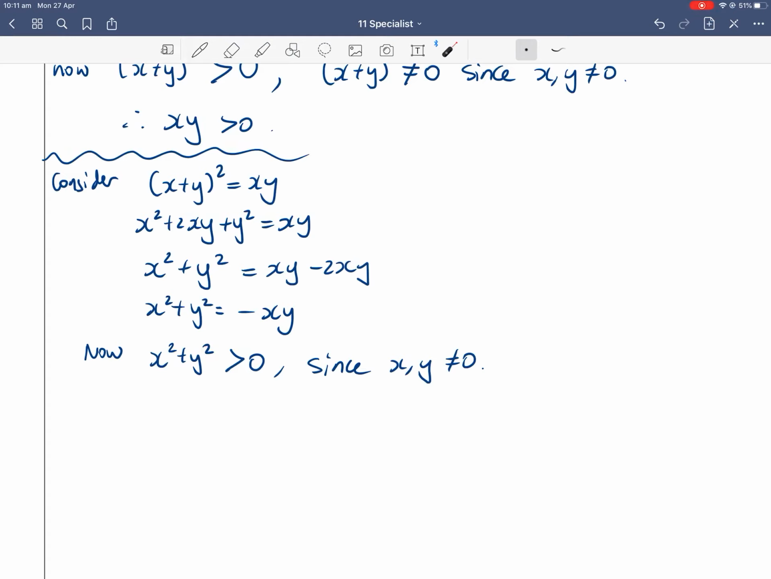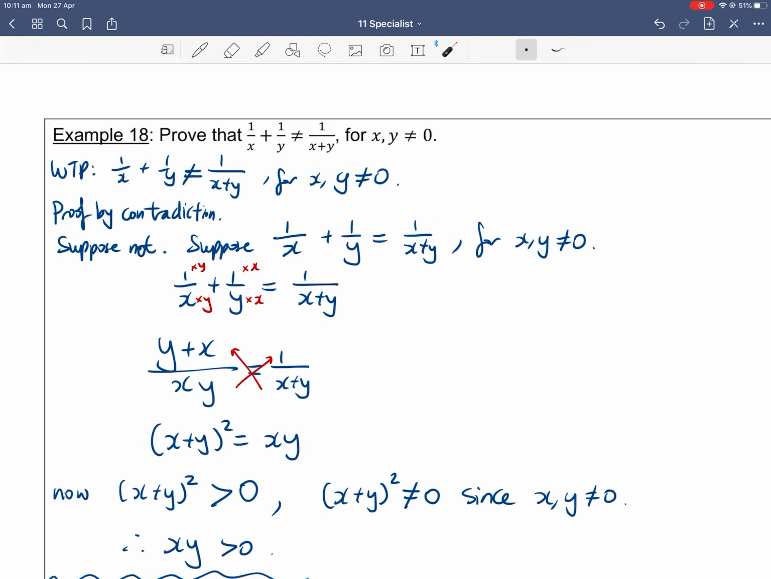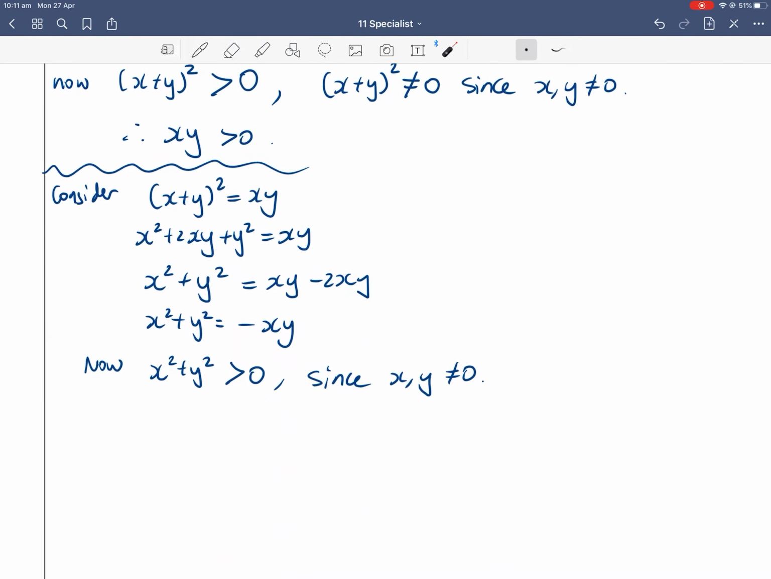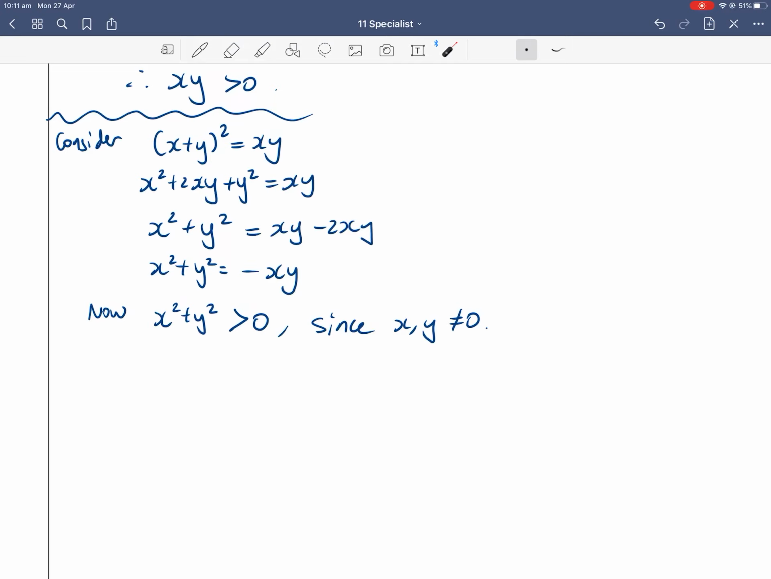So I can say that x squared plus y squared is always positive because I have square numbers, and square numbers are always positive. And if I add positive numbers, I get positive numbers. And we know that it's not equal to 0 because we said before, in our assumption, that x and y aren't equal to 0. Okay, so what does that tell us?